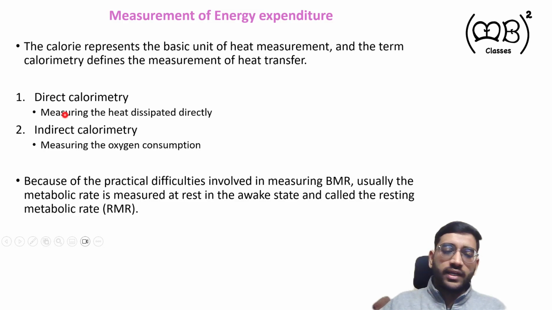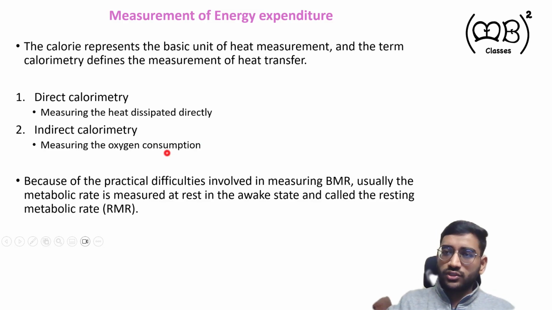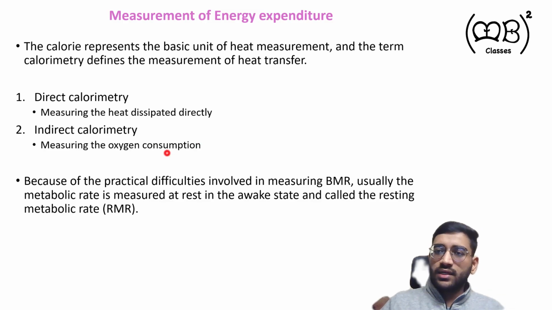In direct, we are directly measuring the heat dissipated. But in indirect measurement we are measuring the oxygen consumption, and oxygen consumption is used as a substitute and then converted into energy equivalents, which is called the energy equivalent of oxygen.